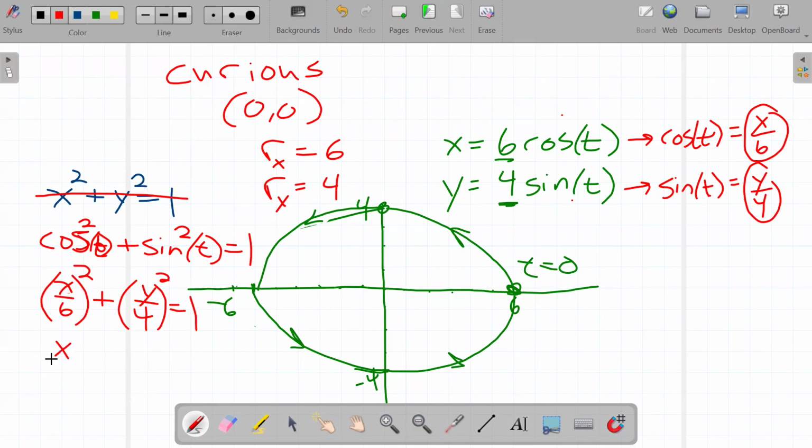Cleaning up a little more, that would be x squared over 6 squared plus y squared over 4 squared equals 1. And if you think back to a previous pre-calculus class, that is an equation for an ellipse centered at the origin. So we did indeed create a parameterization for an ellipse. And it turns out it's just a tweak of using the first parameterization we had for the unit circle, which is kind of cool.